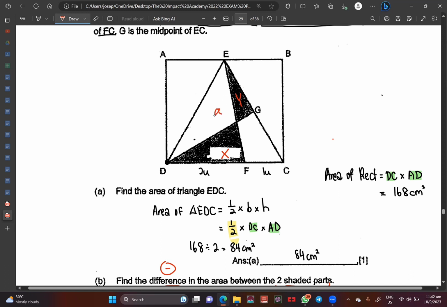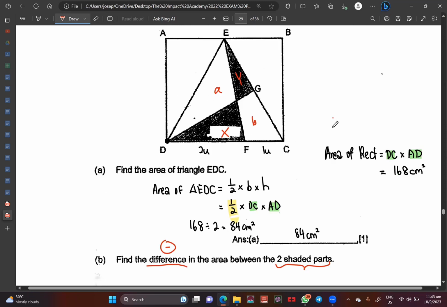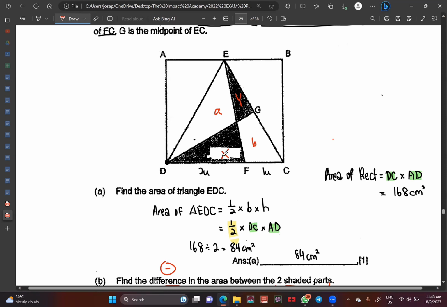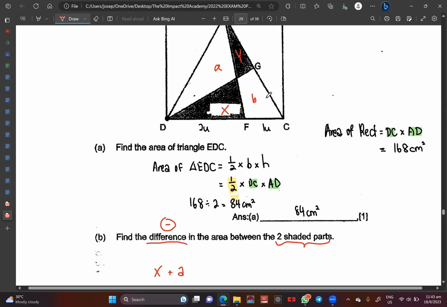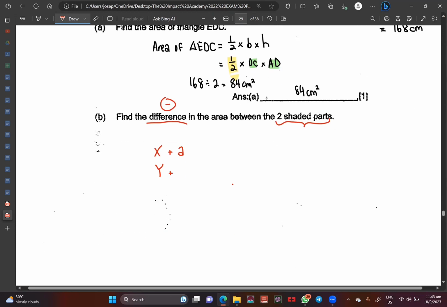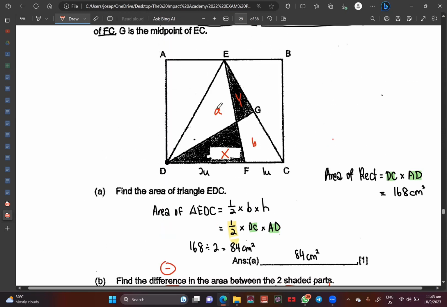Let's just call it A, and let's call this B. Of course you can label any alphabets, but for simplicity's sake, we just want to call them X, Y, A, and B. Now let's ask ourselves, what is the area of X and A? So the area of X and A, let's write X plus A first. We also want to find out the area of Y plus B. Okay, Y plus B.